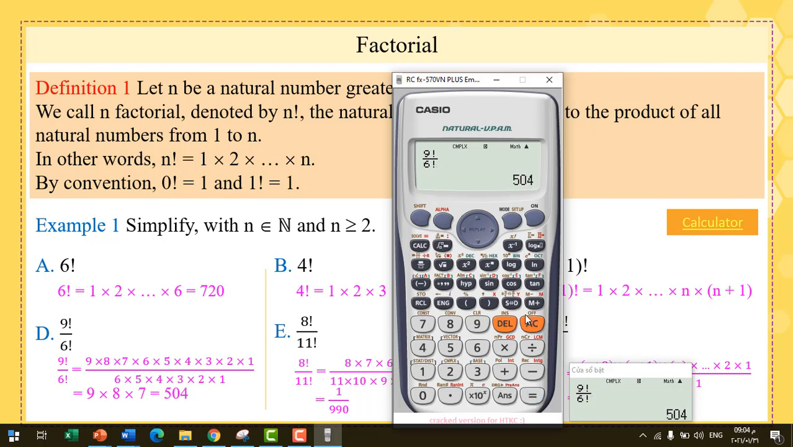Now this calculator, the biggest number that could be calculated containing factorial is 69. So 69 factorial will be this number times 10 to the power 98. And if we want to calculate, let's say, 70 factorial, this cannot be done using this kind of calculator, as you see here. Remember also that the calculator cannot solve factorials that contain variables like n. Now let's continue.